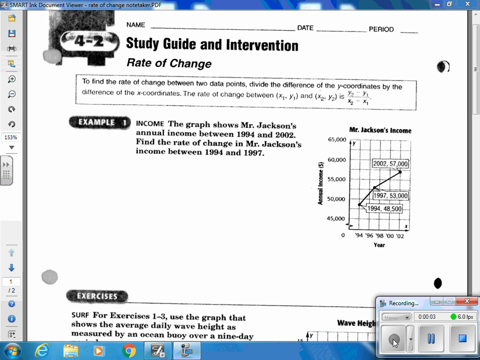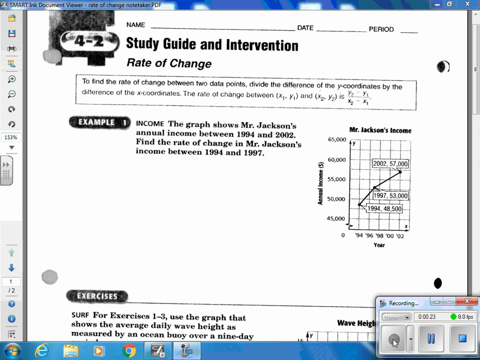All right, for this video, you have been given a note taker on rate of change. We will complete the front side together as your examples and instruction, and then prior to coming to class, you will need to complete the back side, following the same examples and the way I do them on the front side.